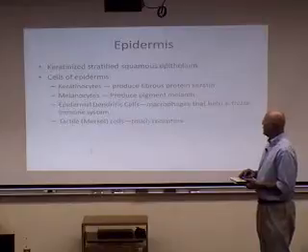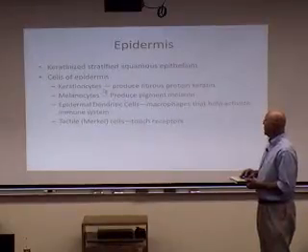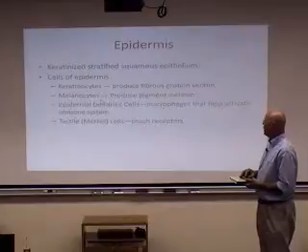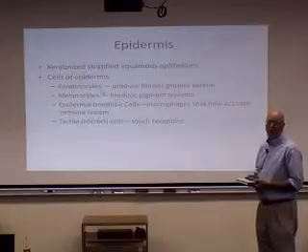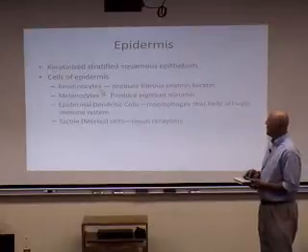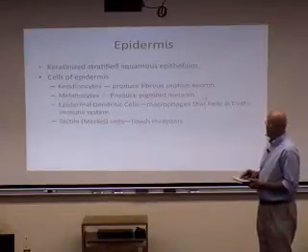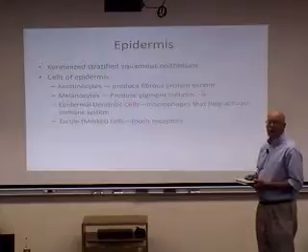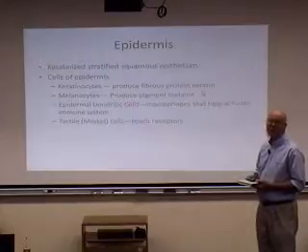Some of the cells that I'm going to introduce are the keratinocytes and the melanocytes. The keratinocytes are the main skin cell type in your skin. They probably represent about 75–80% of your skin cells. And the key thing with keratinocytes is that they produce a protein called keratin, which gives your skin its protective properties.